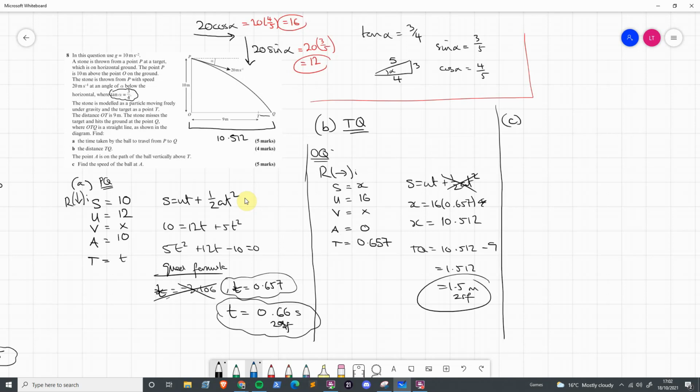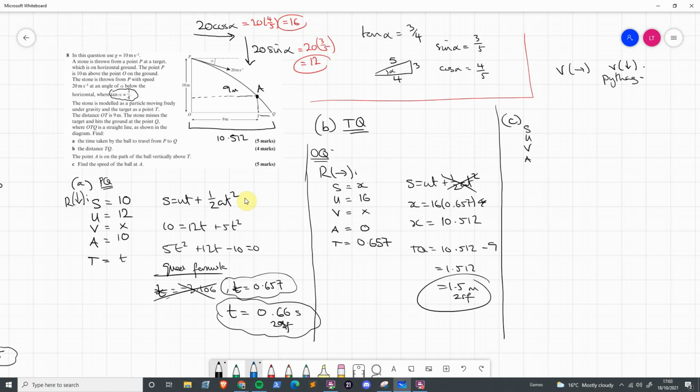And then C, the point A is on the path vertically above T, so we know A is going to be there, and the key thing about why they've told us that is that it is 9 meters horizontally. So, first thing, we want to find the speed of the ball. So again, we want to find the velocity in terms of moving to the right and the velocity in terms of how we're moving down, and then do some Pythagoras to solve it. So we need to solve that in both ways.